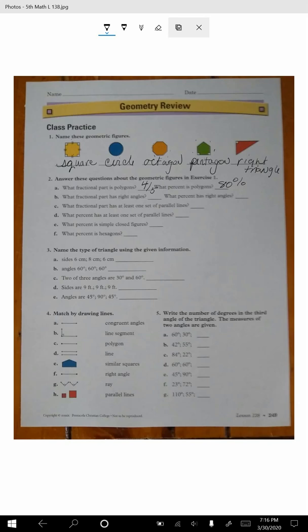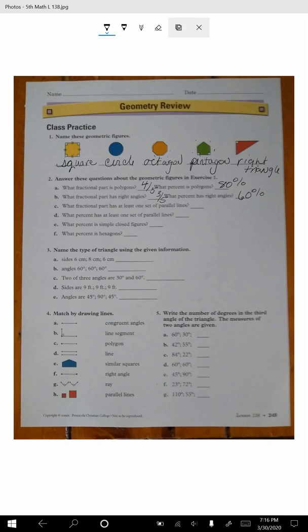All right. What fractional part has right angles? Well, this square has right angles. This pentagon has right angles, and the triangle has a right angle. So 3 out of the 5. And 3/5 is 20, 40, 60%.